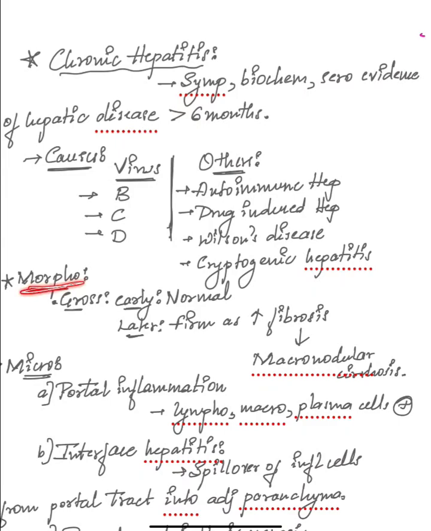Now coming to morphology, first gross. In early stages, it will be normal, and in later stages, it becomes firm. It becomes firm as fibrosis increases. This fibrosis may lead to macronodular cirrhosis.